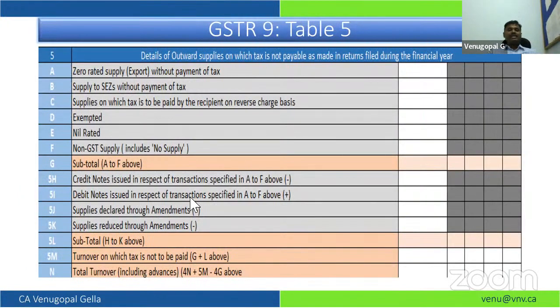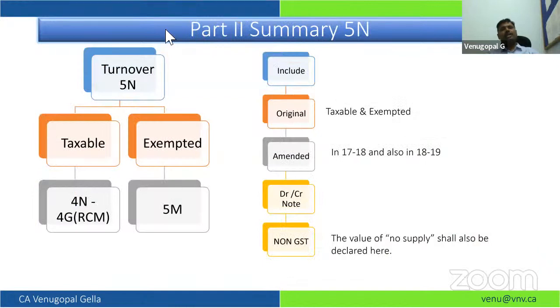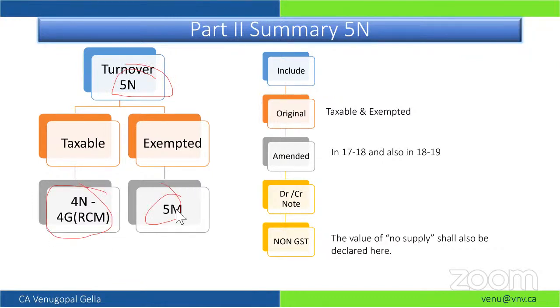Table 5 is exempt supply. Exempt means I am not literally saying exempt; it is transactions on which tax is not payable that will be reported in this table. So my total turnover, as I said earlier, will be 5N. 5N means 4N minus 4G plus 5M. A summation of these two will give me my turnover for the purpose of GST, which I am reporting.